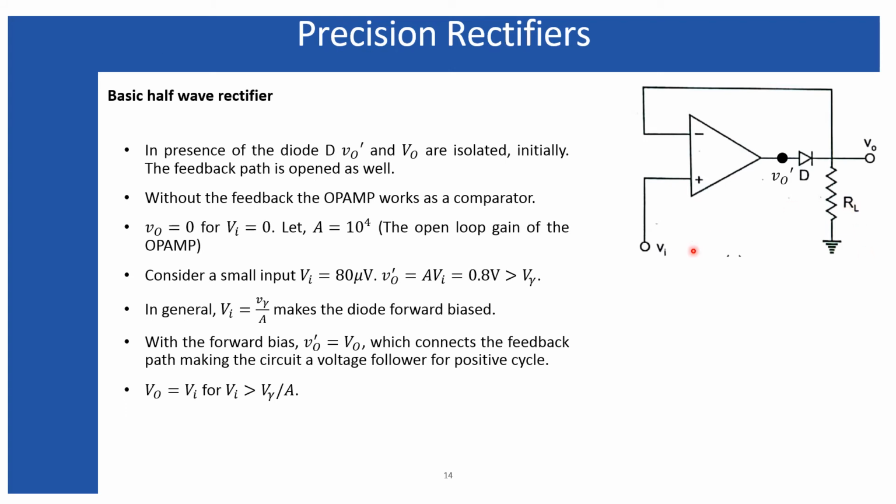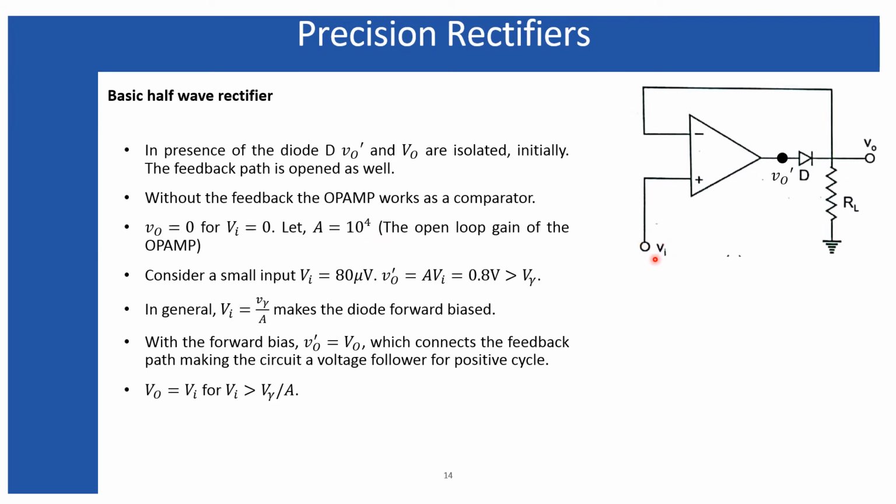So at the beginning, I'm considering that Vi is equal to 0, so does the output voltage, and the diode is not conducting. And this operational amplifier, I'm considering it is the non-ideal one, and for the non-ideal operational amplifier, I'm assuming the open loop gain is 10 to the power 4, just only 10 to the power 4.